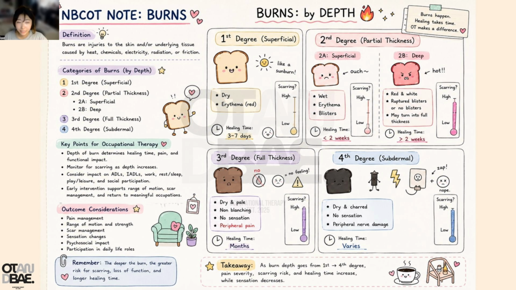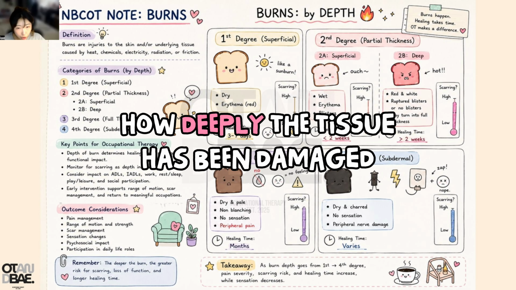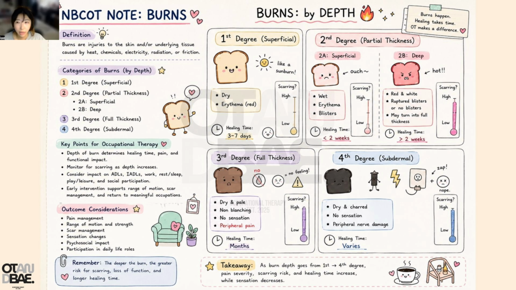So what exactly is a burn? A burn is an injury to the skin and sometimes even the tissues underneath, right? There are several different ways burns can happen. It can happen through heat, chemicals, electricity, radiation, and even friction. But here is something really important. We don't classify burns based on what caused them. Instead, we classify them based on how deeply the tissue has been damaged. And that's the key idea I want you to remember here.